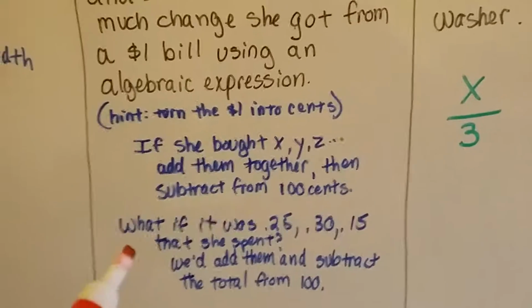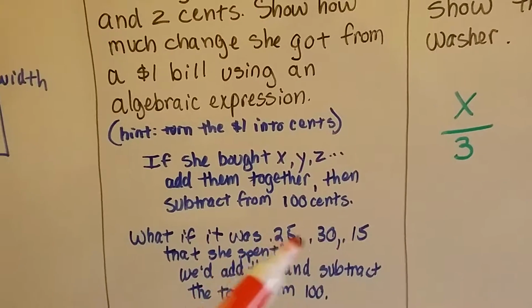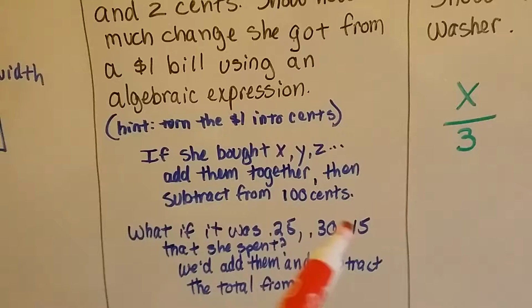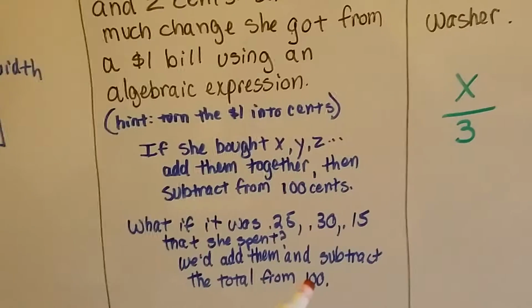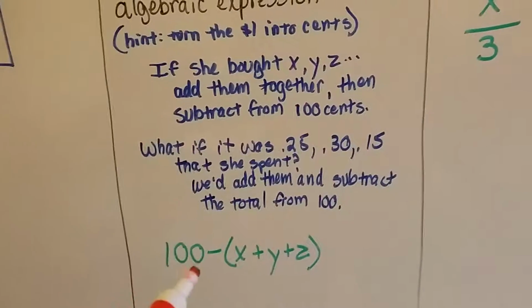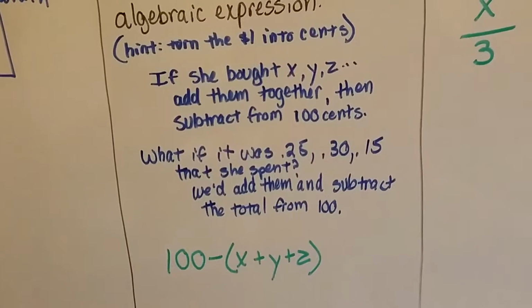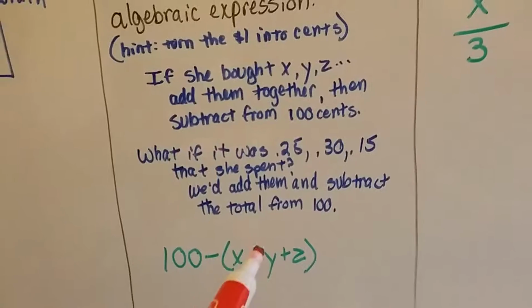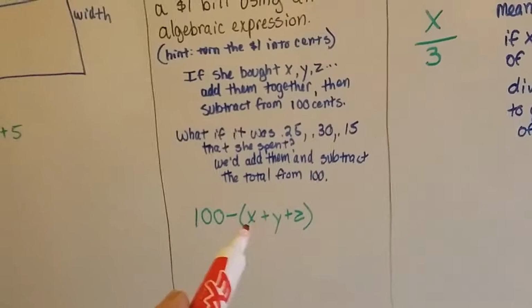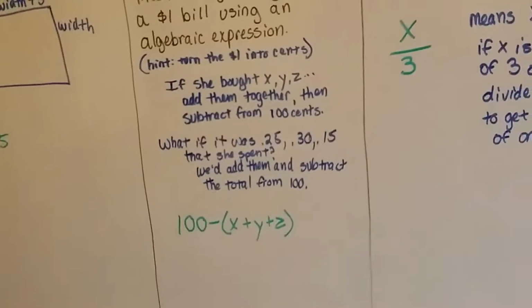So think of it this way. What if it didn't say XYZ? What if it said 25 cents, 30 cents, and 15 cents? That she bought something for this amount, and how much did she get back from a dollar? Well, we would just add these three up and subtract it from the 100 to get our answer, wouldn't we? Well, that's exactly how we're going to write our expression. We've got our 100 cents, we're going to add up the X, Y, and Z, and we're going to subtract that from the 100 cents. So 100 minus (X plus Y plus Z) becomes our expression. I'm going to put this in parentheses because we don't want it to be confusing. We want everyone to know that we need to add this first and then subtract it from the 100, see?